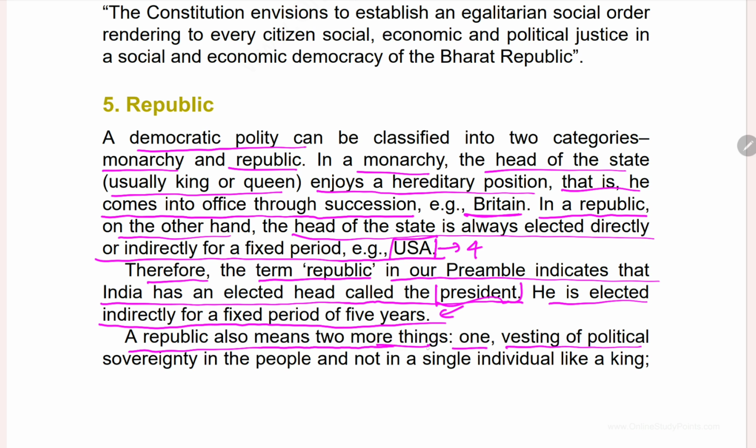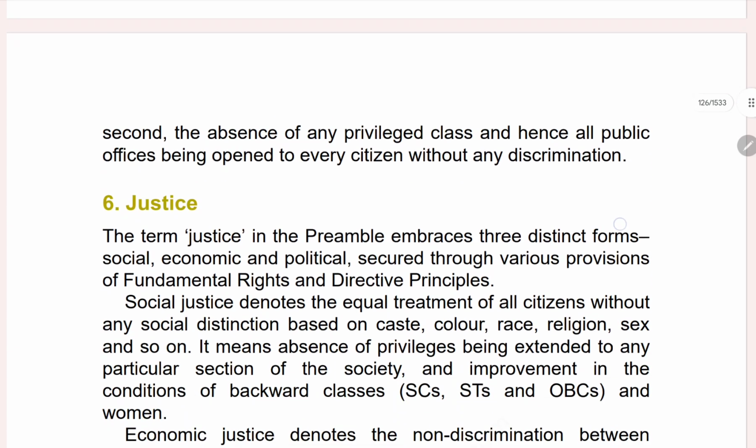One, vesting of political sovereignty in the people and not in a single individual. Like people are electing the president, so the original power vests with the people. And the second is the absence of any privileged class, and hence all the public offices being open to every citizen without any discrimination. Everybody can become president. There is no privileged class, like if you are a king, only your son or daughter would be a king. So this is how a republic can be defined.